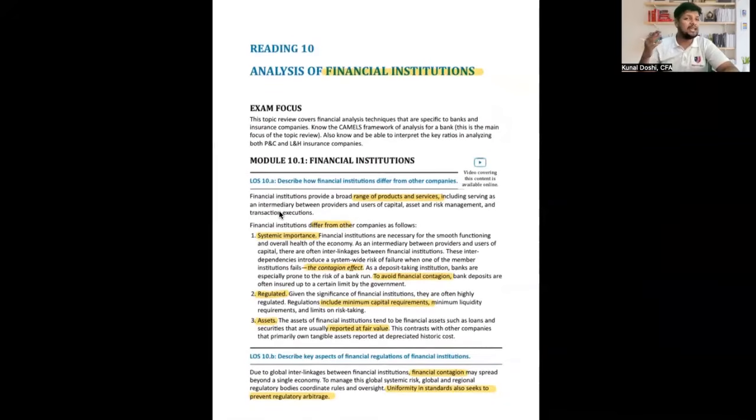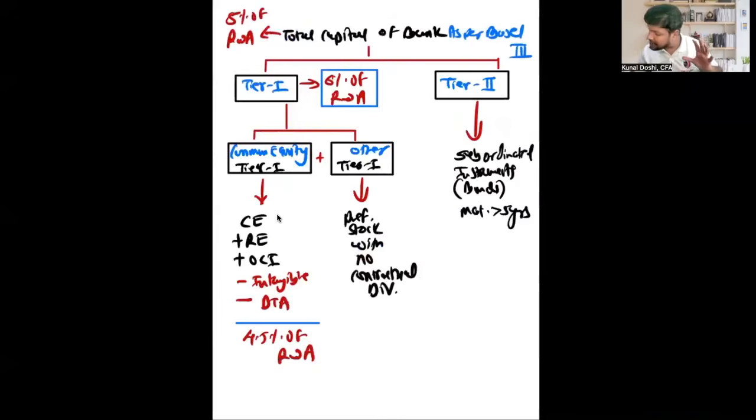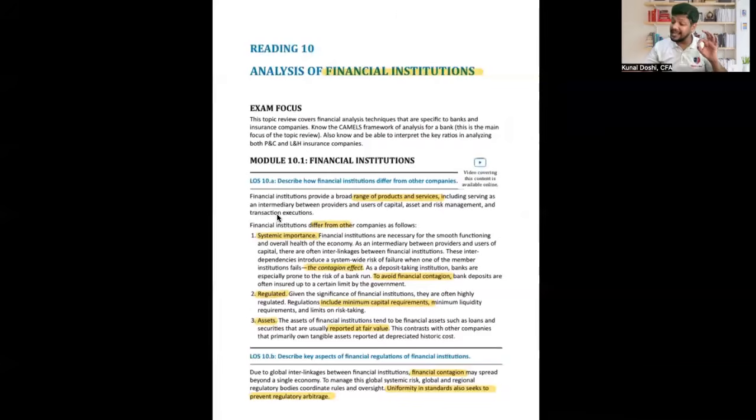Now see the remaining three topics, not too much is asked. So what I'll also do is focus on what is exam oriented from those topics. Okay, now when it comes to analysis of financial institutions, our major focus is going to be on banks and insurance companies, correct? So how are we going to evaluate them? What is the method of evaluating financial institutions?